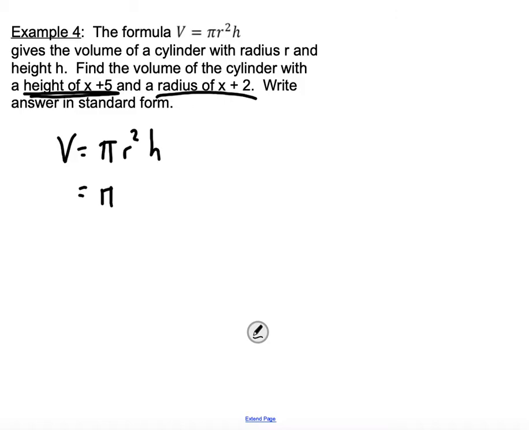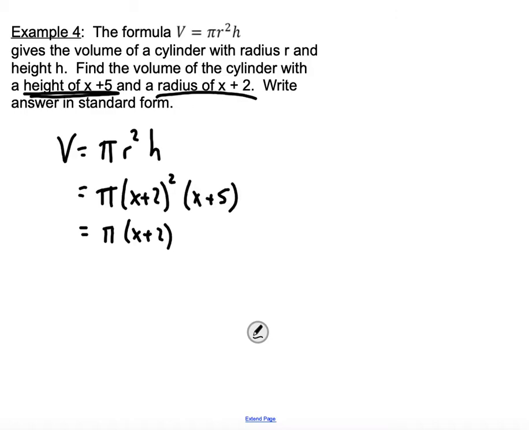So radius there is x plus 2. So r stands for radius, and so that's x plus 2. And so it's still squared because that's what it said in the problem. And then the formula up there says, and then the height there is x plus 5. H stands for height, so I'm plugging that in for h, so x plus 5. So I can't just leave it like that. We're going to have to multiply all this out, so let's do that.